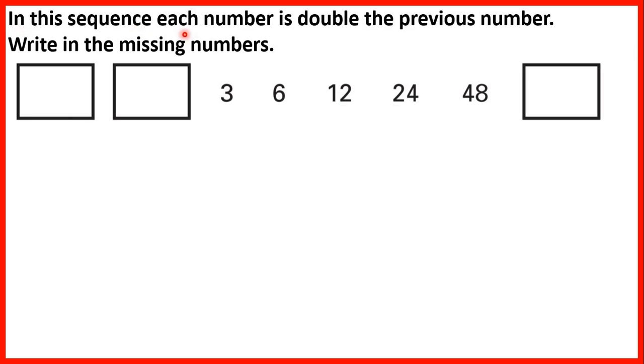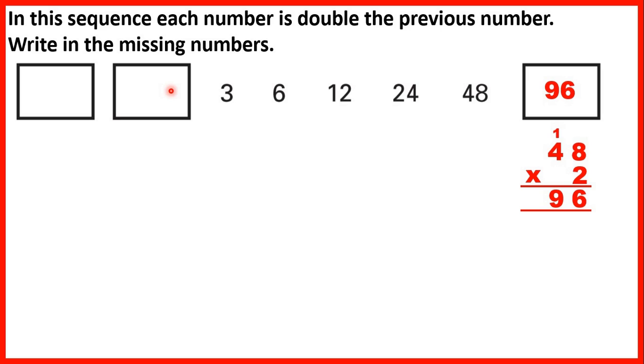In this sequence, each number is double the previous number. Write in the missing numbers. So double means times 2. So 3 times 2 is 6, 6 times 2 is 12, and so on. So to work out this number here, we need to multiply 48 by 2, and that gives us 96.